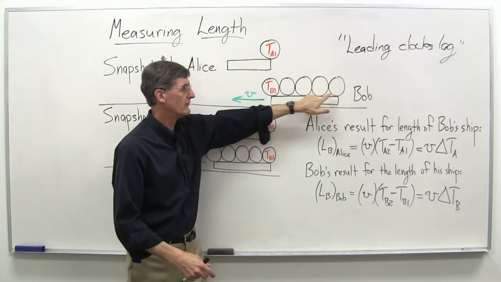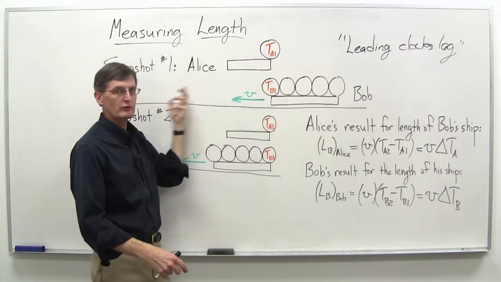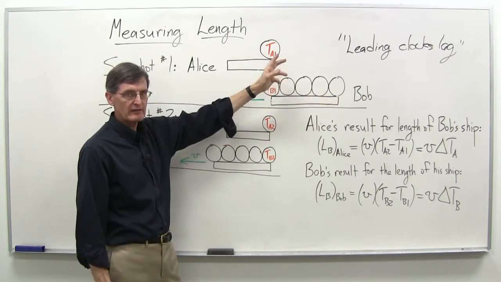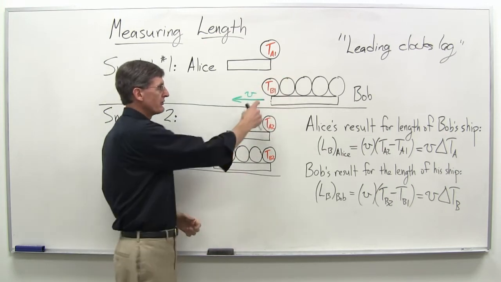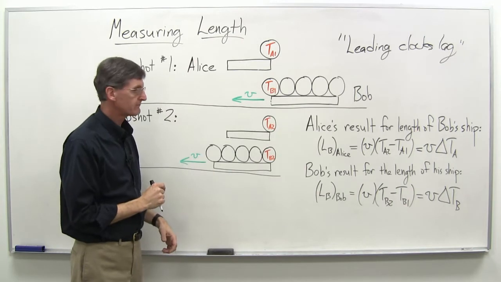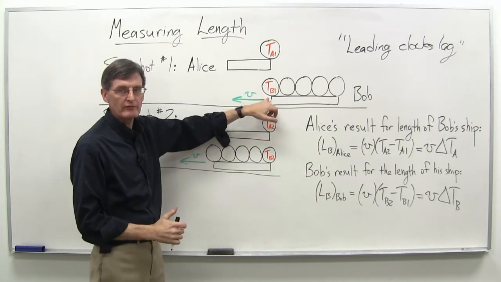What will she see on this clock of Bob's? Well, Bob's clocks are moving toward her like this, past her like this. As we showed previously, leading clocks lag. She will see this clock behind this clock here. And therefore, she'll say, Bob, your clocks aren't synchronized.